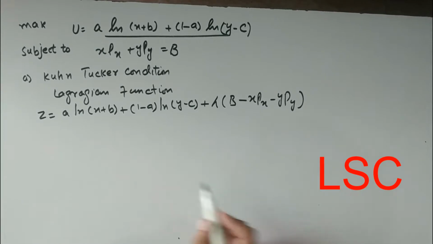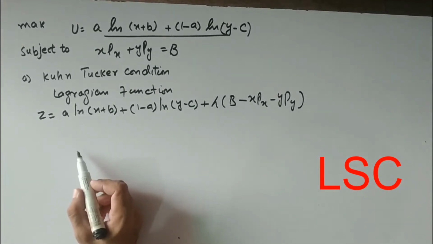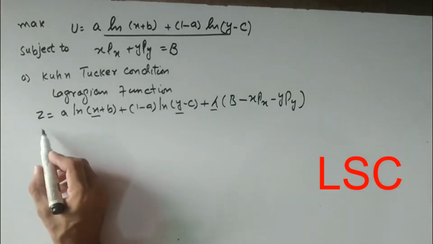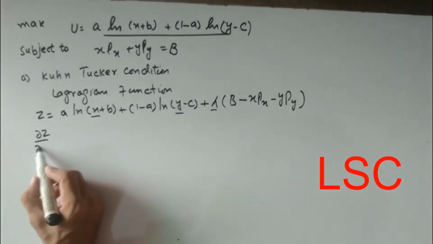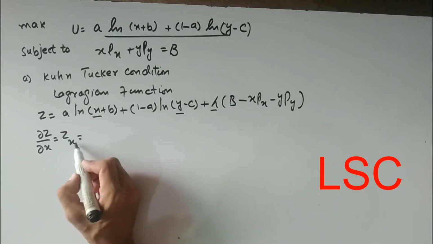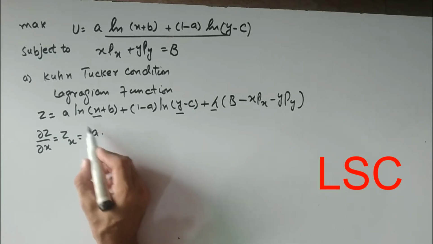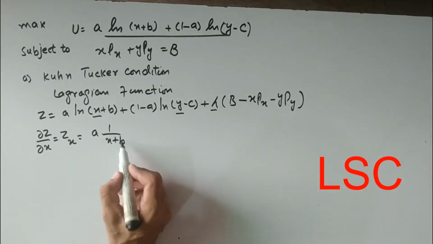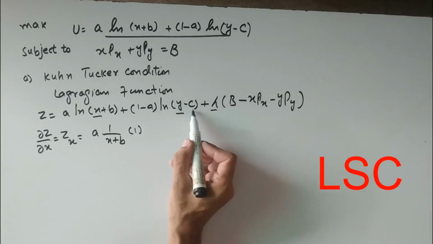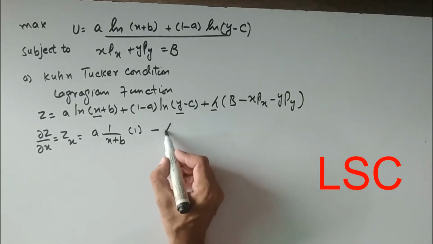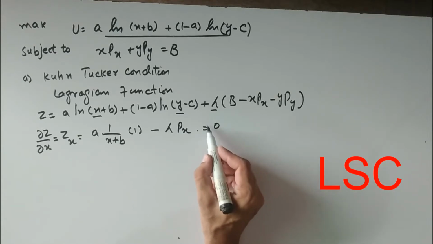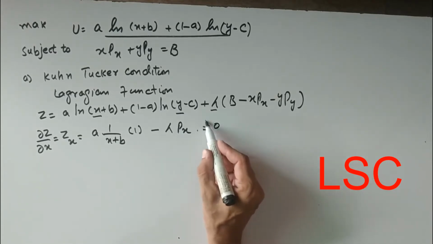Now first of all we have to apply all the Kuhn-Tucker conditions. So we take the partial derivatives because we have the variables x, y and lambda. First of all, partial z over partial x, we can also write it as zx. So when we take the derivative of zx, ln means 1 upon x plus b, and again we take the derivative of x plus b, which is 1, and all the remaining values are 0, and from here we can write minus lambda into px. So this will be less than or equal to 0.